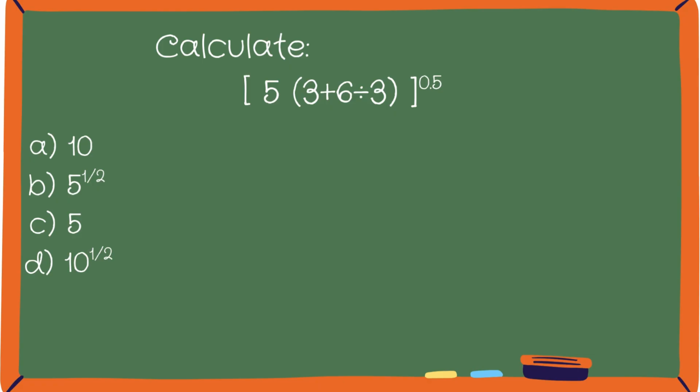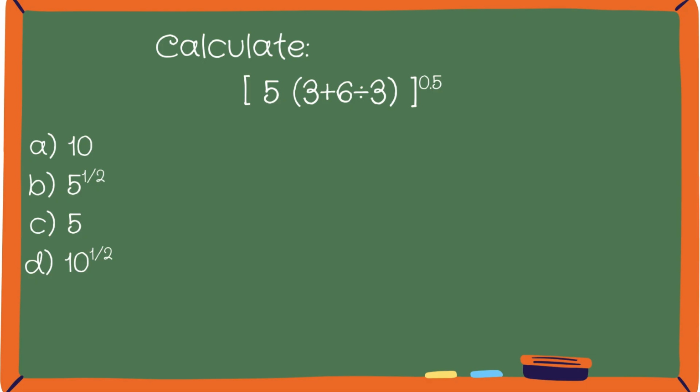Let's see. Look, I have to remember the following. That when the power is 0.5 it is the same thing as a square root. A square root is the same thing as a power 0.5. But we're going to keep that in mind for later. Now look, I'm going to rewrite this here. 5, parentheses, 3 plus. Now I have a division.